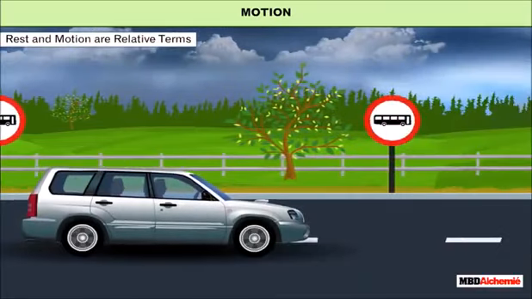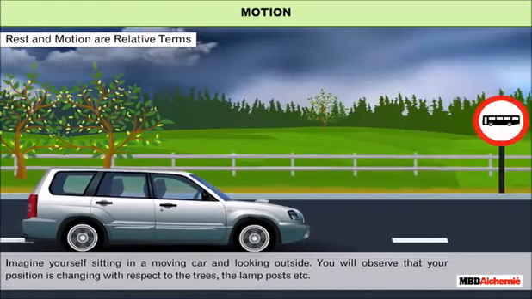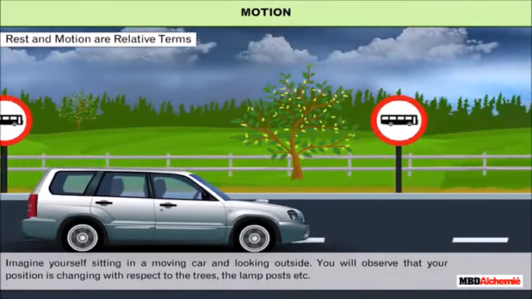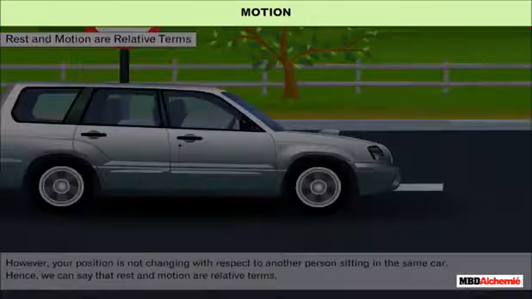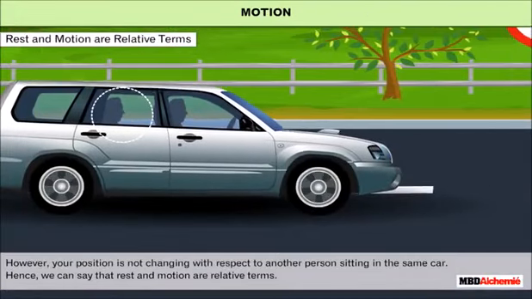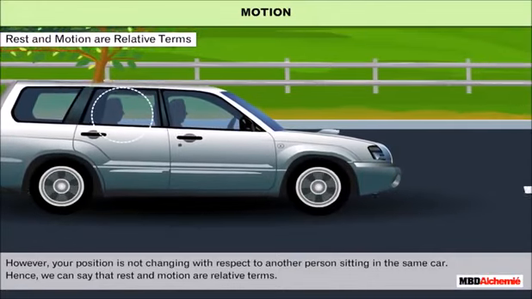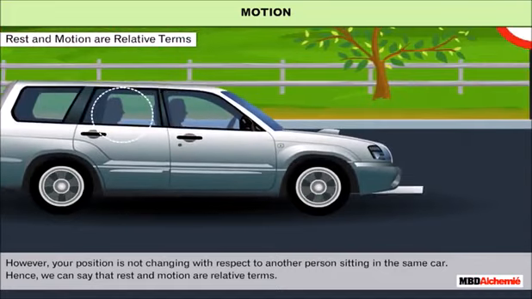Rest and motion are relative terms. Imagine yourself sitting in a moving car and looking outside. You will observe that your position is changing with respect to the trees, the lamp posts, etc. However, your position is not changing with respect to another person sitting in the same car. Hence, we can say that rest and motion are relative terms.